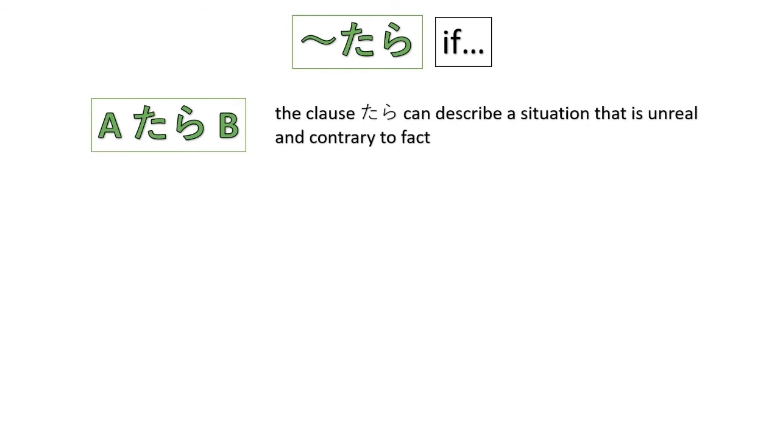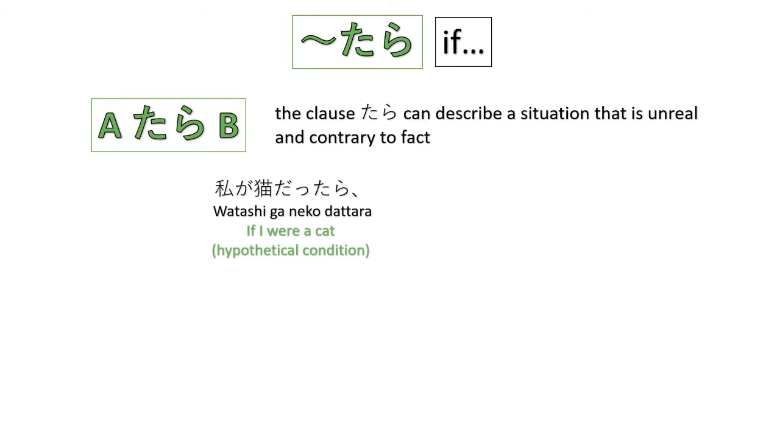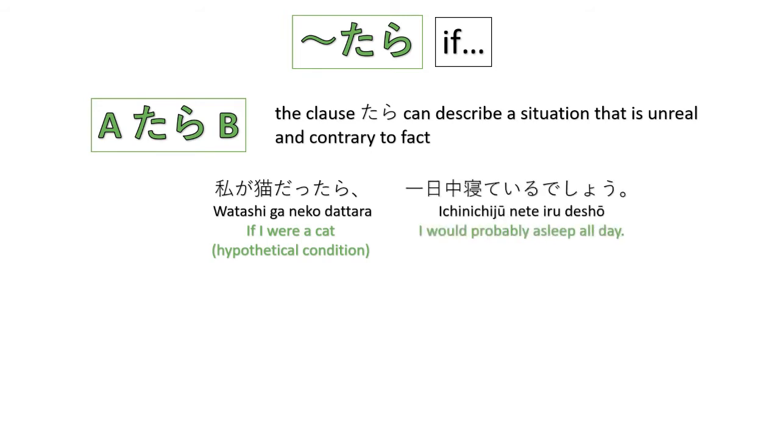Finally, the tara clause can describe a condition that is unreal or contrary to fact. With this type of sentence, you express a purely hypothetical condition and its probable result. Okay? So we can use tara to describe something unreal. Alright? Watashi ga neko dattara, if I were a cat. Okay? Watashi ga neko dattara, if I were a cat, ichinichi juu netteru deshou. I would probably be asleep all day.